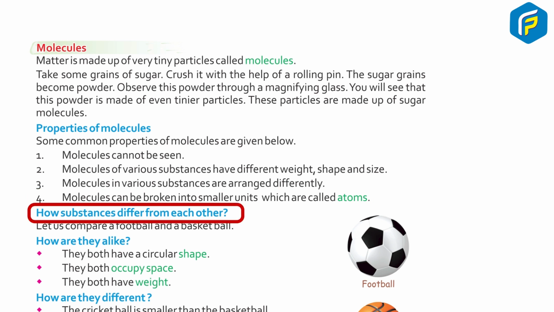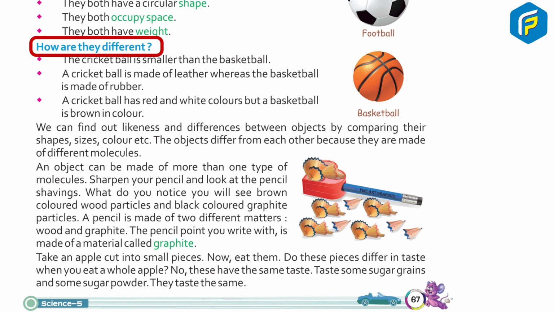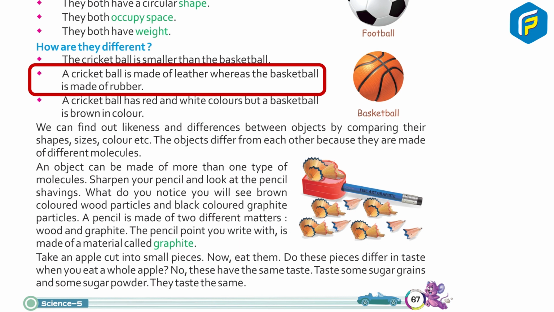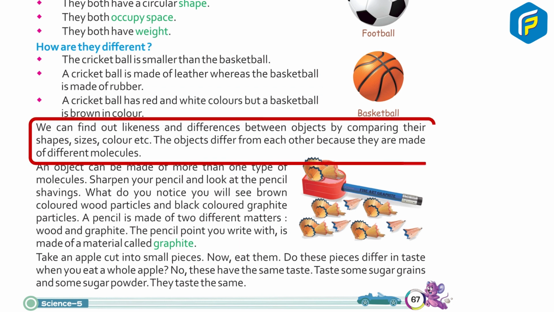How do substances differ from each other? Let us compare a football and a basketball. How are they alike? They both have a circular shape. They both occupy space. They both have weight. How are they different? The cricket ball is smaller than the basketball. A cricket ball is made of leather whereas the basketball is made of rubber. A cricket ball has red and white colors but a basketball is brown. We can find out likeness and differences between objects by comparing their shape, size, color, etc.